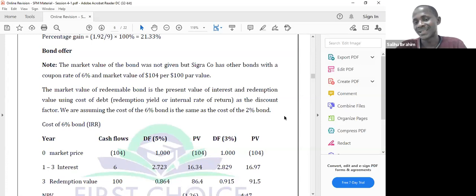That is the assumption here. If the question says, state the assumptions you have made, that is the assumption we are going to give to the examiner. So, let us compute the cost of the bond.